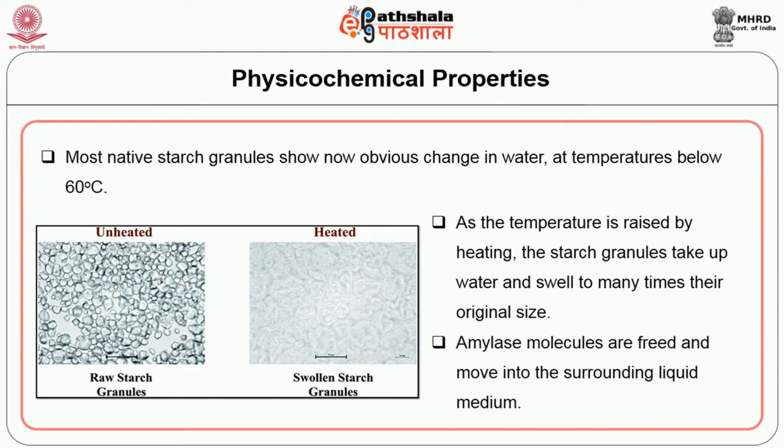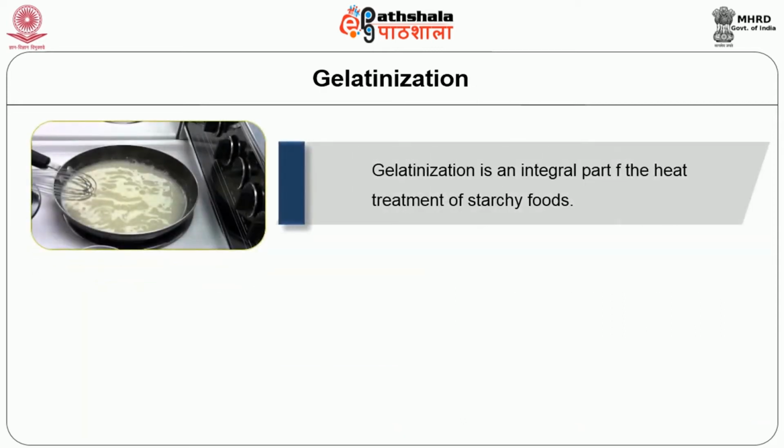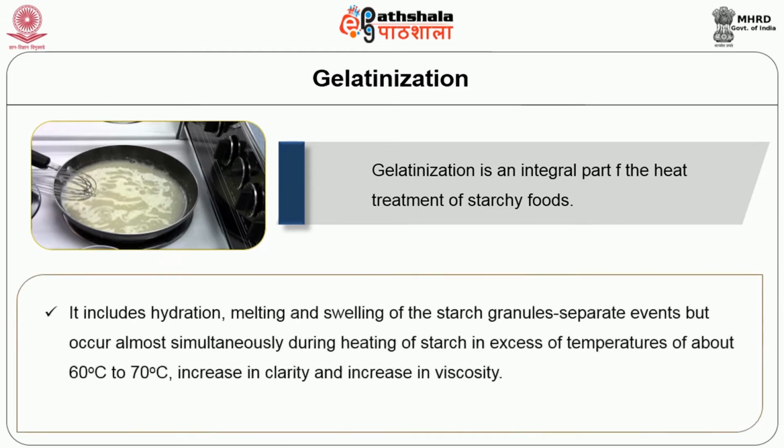Amylose molecules are freed and move into the surrounding liquid medium. Next comes gelatinization. Gelatinization is an integral part of the heat treatment of starchy foods. It includes hydration, melting and swelling of the starch granules. These are separate events but occur almost simultaneously during heating of starch at temperatures of about 60 degrees Celsius to 70 degrees Celsius, and an increase in clarity and an increase in viscosity is obtained.